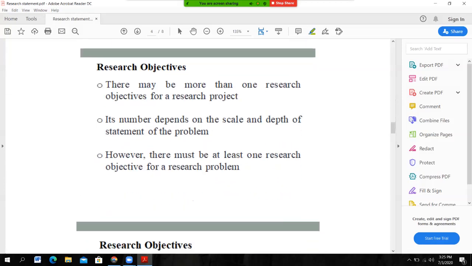And remember that there may be more than one research objective for a research project. Research objective may be one, maybe two, maybe three. It depends on the situation, and it also depends on the scale and the depth of the statement of the problem, how broad the problem statement is. But remember, there must be at least one research objective for every research problem or for every research study.